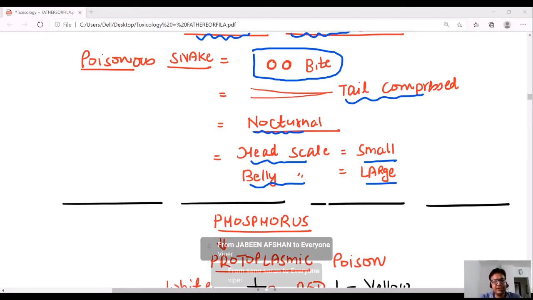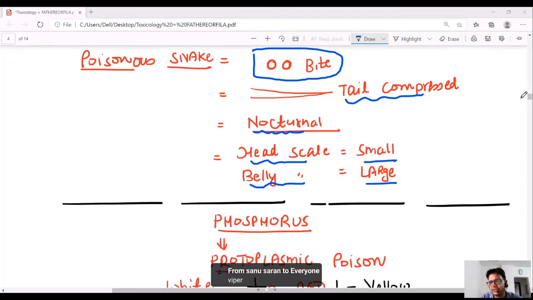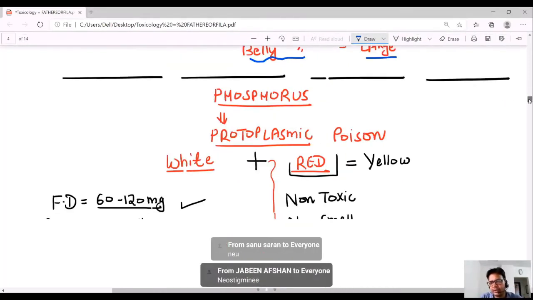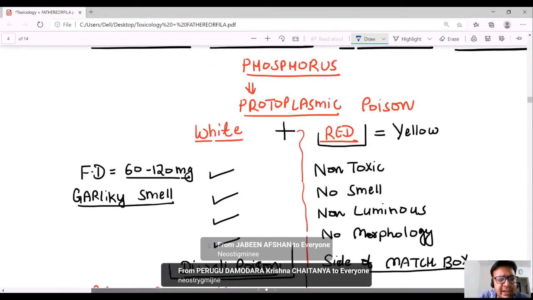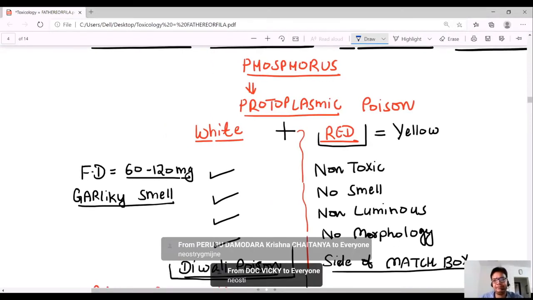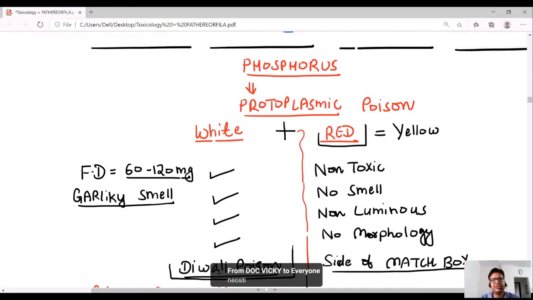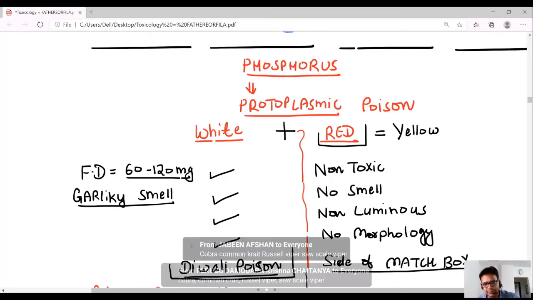For neurotoxicity, which drug is used? Neostigmine. Now tell me, sir, what are the 4 snakes which are used for anti-snake venom? Cobra, common krait, Russell's viper, and saw-scaled viper. Very good. Now, Doctor, we are coming to the next poison, phosphorus.